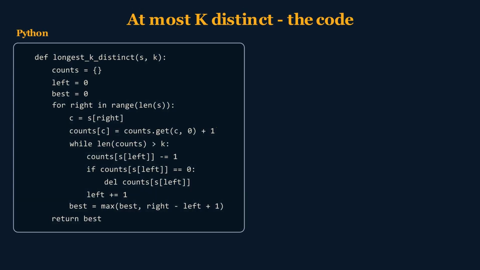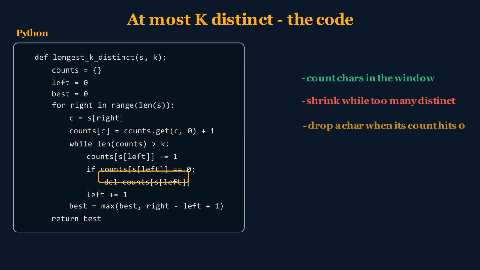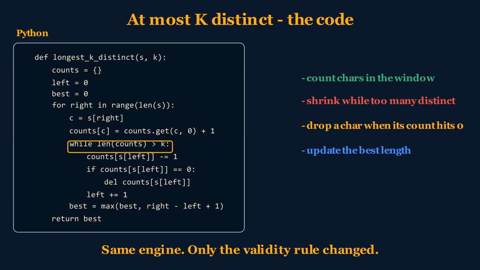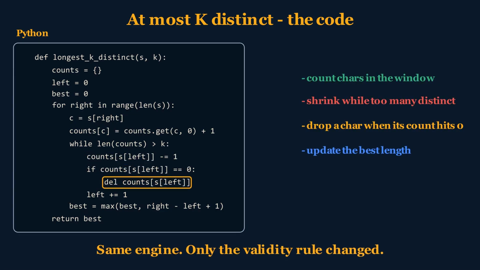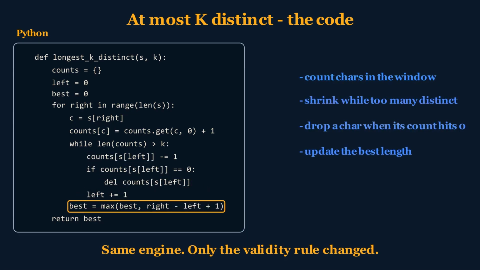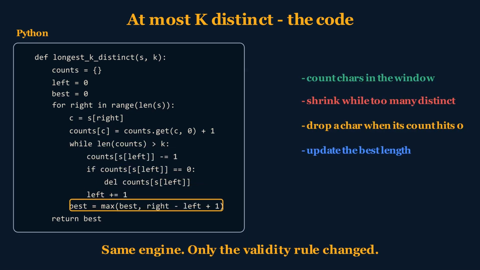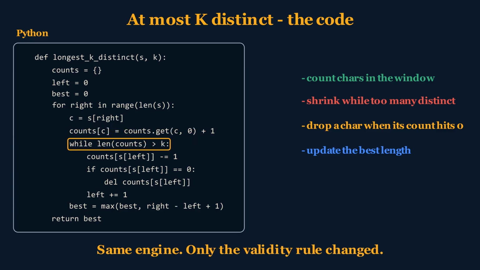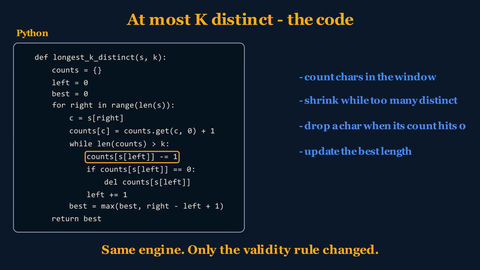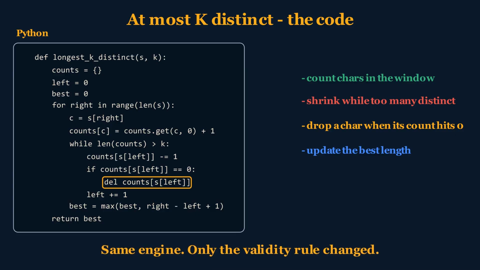Now the code, and notice how familiar it looks. A dictionary counts the characters currently inside the window. The right pointer adds each new character. Then the key part. While the number of distinct characters is greater than k, we shrink from the left, lowering counts, and when a count hits 0, that character leaves the window completely. After shrinking, we update the best length. That's it. It's the exact same expand and shrink engine from the previous problem. The only thing that changed was the rule for when a window is valid, at most k distinct characters.